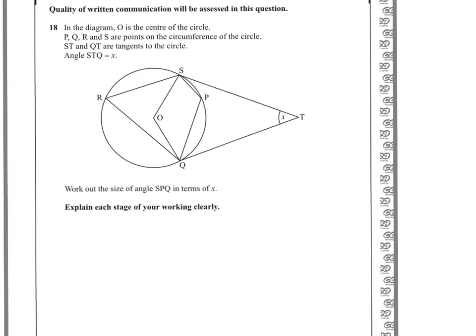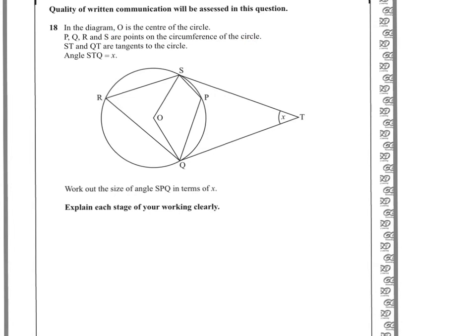Okay, this question on angles in circles is a wee question which, if you read through the details, you can see it says that O is the centre of the circle. So if O is the centre of the circle, we know that these are going to be both radius and both equal in length. It says P, Q, R and S are points in the circumference of the circle.